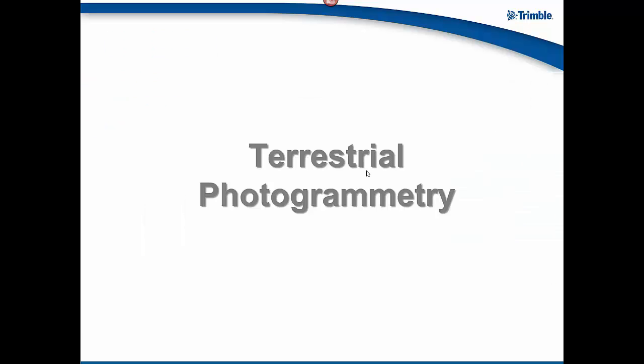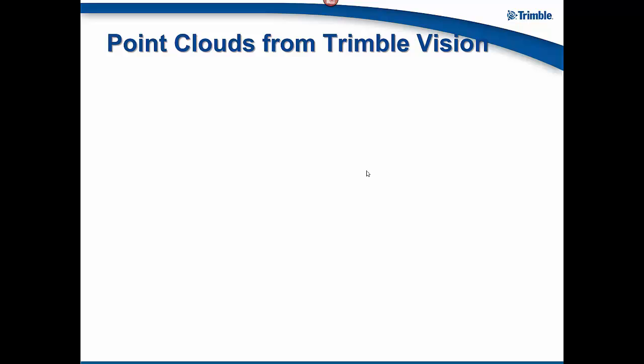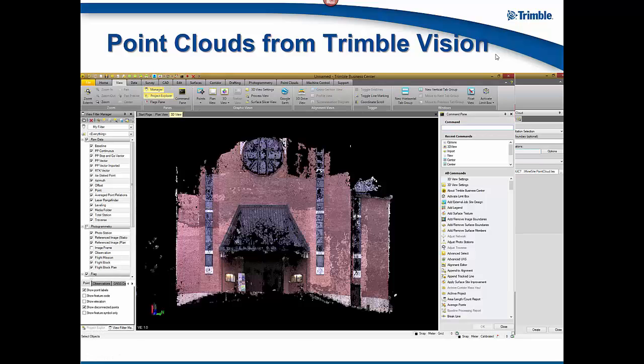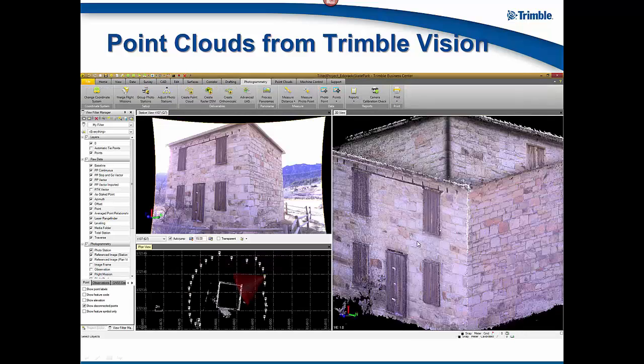On the terrestrial photogrammetry side, we are now able to generate point clouds from Trimble Vision. Here you can see an example of a mining point cloud. Here's another example of a facade, an old historical building here in Colorado. If you decide that you want to generate point clouds from Trimble Vision, you need to modify some of your data collection best practices as well.